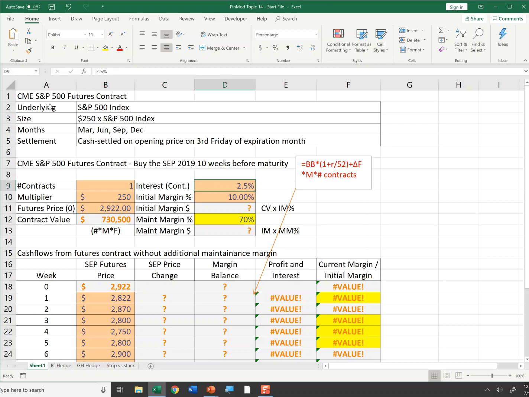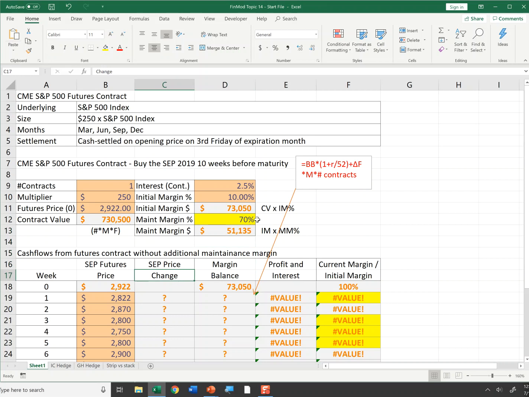The interest rate on margin balances is 2.5%, and the initial margin is 10%. So in other words, you must deposit 10% of that contract value, $73,050, and deliver that to the exchange. Sometimes it's called a bond requirement. In other words, you could simply deliver treasuries equal to $73,050. And if your margin falls to 70% of that, $51,135, you'll get a call from the exchange or the clearinghouse to get your balance back up to $73,050, which means you'll have to make another deposit in that account.